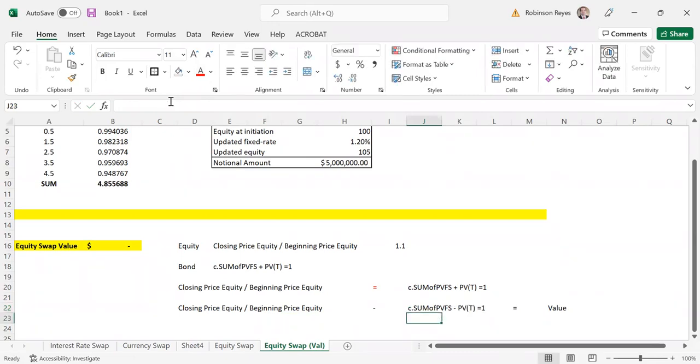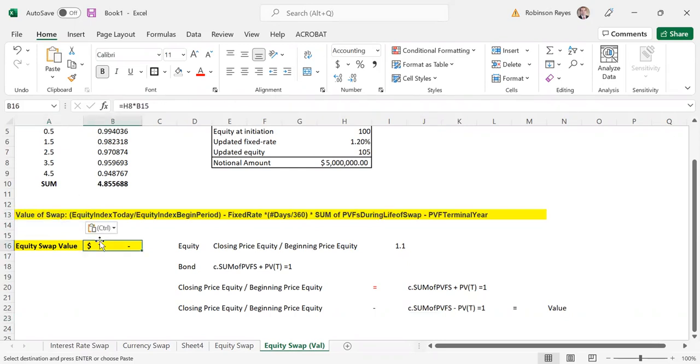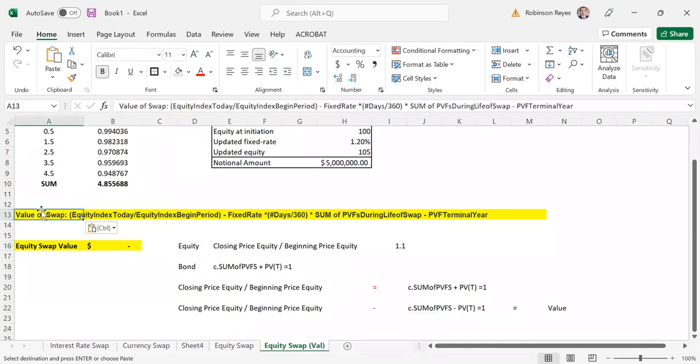So that is basically the formula for the value of a swap, and I will copy it a little bit more formally. So the value of a swap is equal to the equity index today minus the equity index in the beginning of the period, minus the fixed rate multiplied by the sum of the present value factors, and then minus the present value of the terminal, of the last of the years when the swap will end.